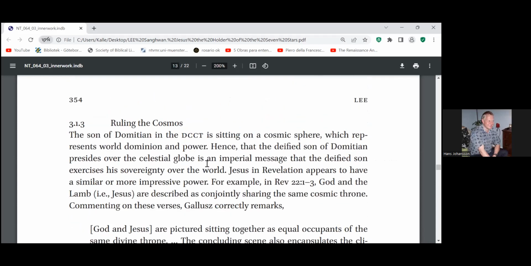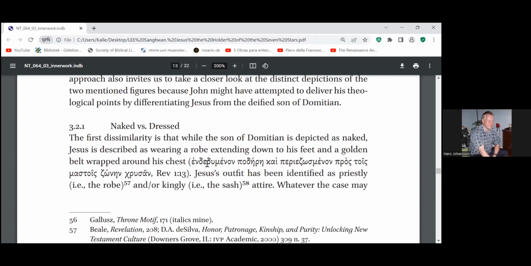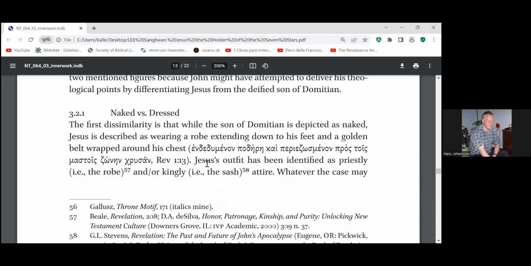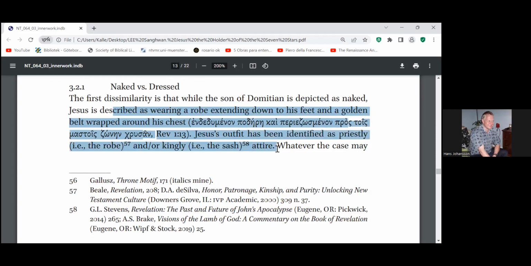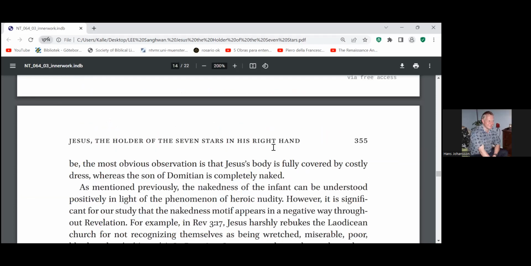There is a comparison in the last paragraph, naked versus dressed. The author identifies a polarity here between being dressed and being undressed. Jesus in this take is robe-bearing down to his feet and a golden belt around his chest, could even be kingly sash attire, whereas the son of Domitian is completely naked.